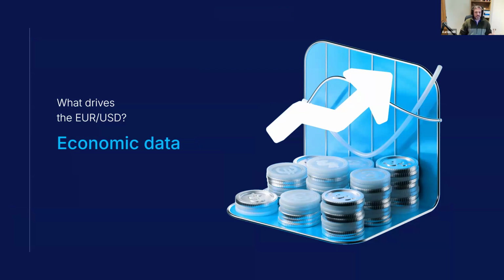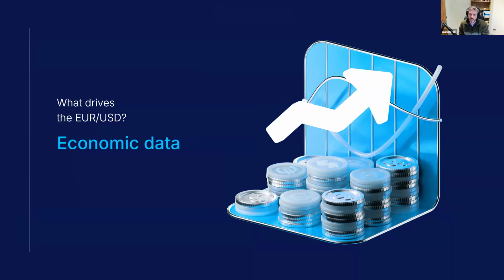Okay, so economic data. This is where it really gets interesting. First and foremost, we need to understand the central bank's bias. Are they hawkish? Are they dovish? Hawkish means that they're more supportive of raising rates. Dovish means they're more supportive of lowering rates, or are they on hold? Are they happy with where their rates are? This is very important to understand: the central bank bias.